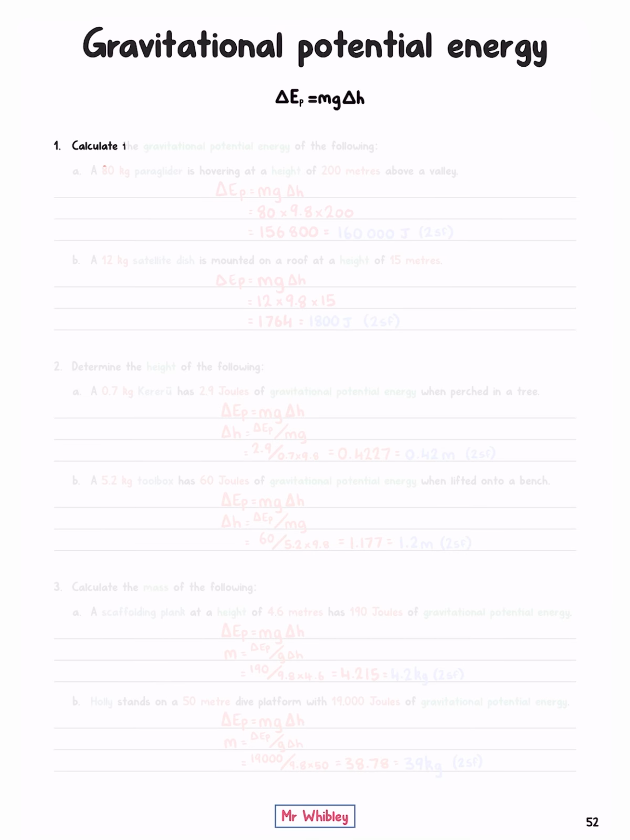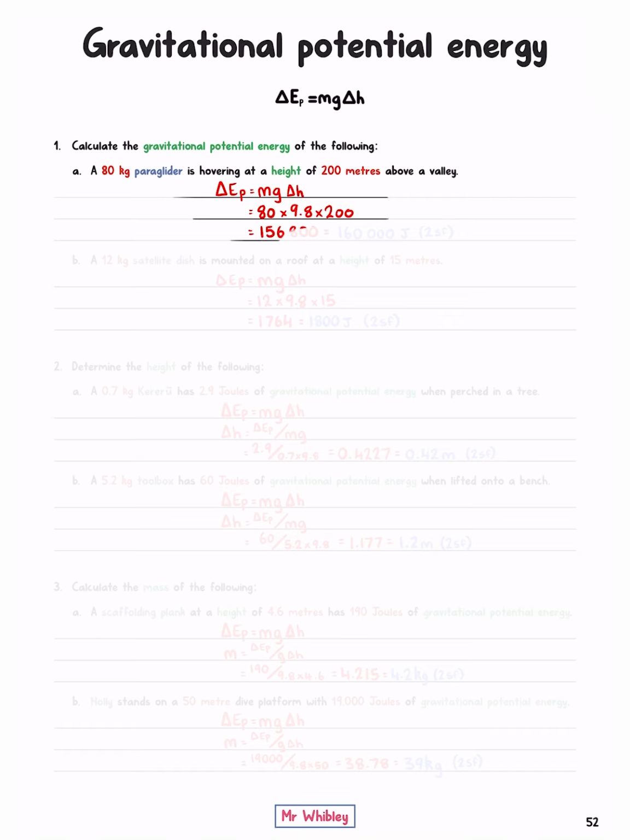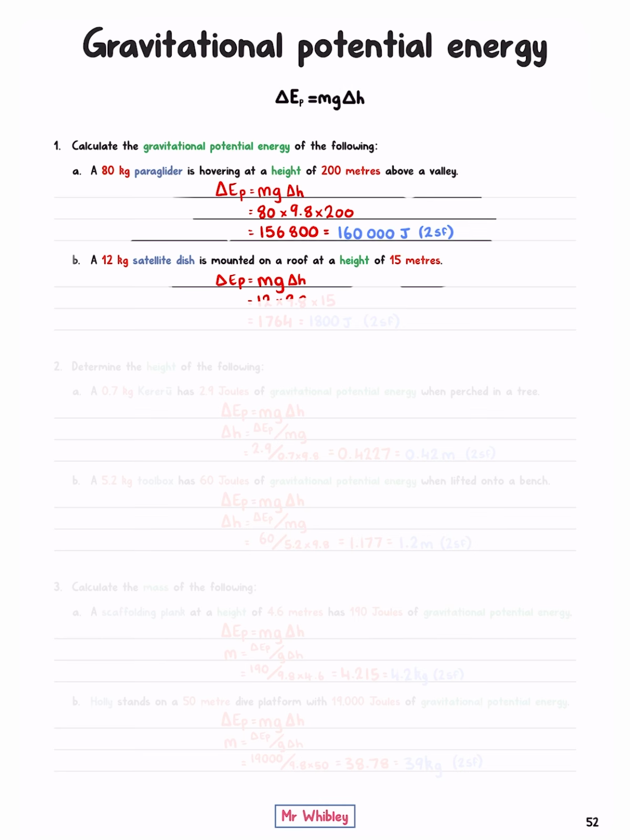Gravitational potential energy. Question 1. Calculate the gravitational potential energy of the following. An 80 kilogram paraglider is hovering at a height of 200 meters above a valley. Using our gravitational potential energy equation and putting in our numbers, gives me 156,800 or 160,000 joules to two significant figures. A 12 kilogram satellite dish is mounted on a roof at a height of 15 meters. Once again using our gravitational potential energy equation, putting our numbers in, gives me 1764 or 1800 joules to two significant figures.